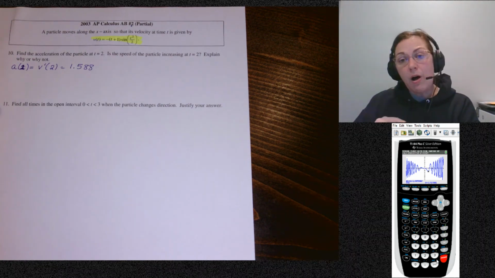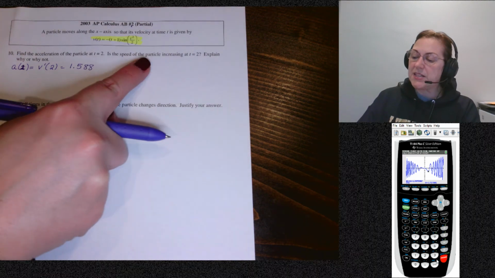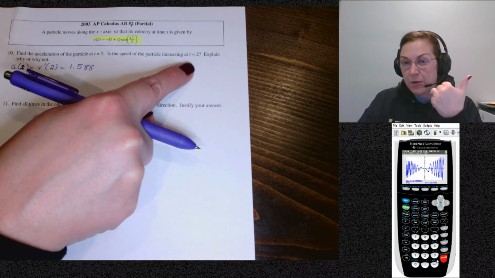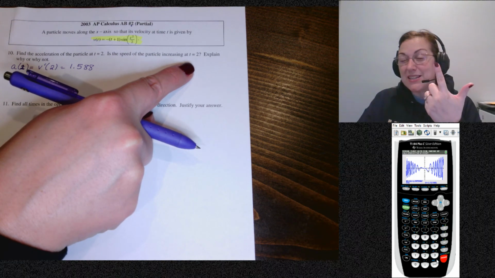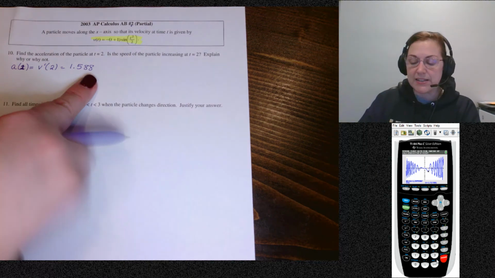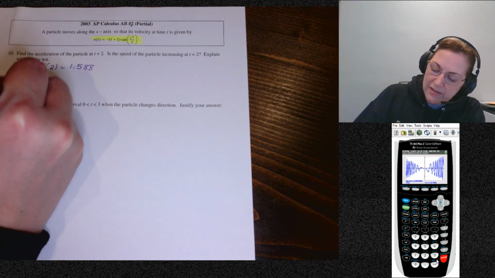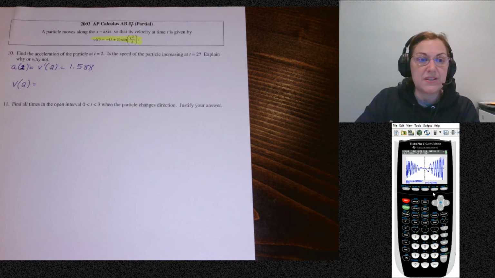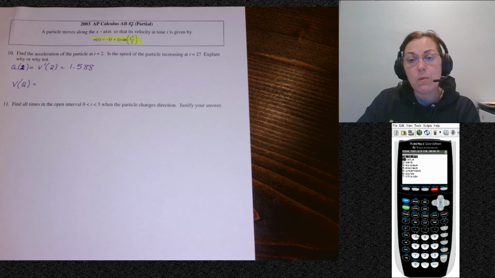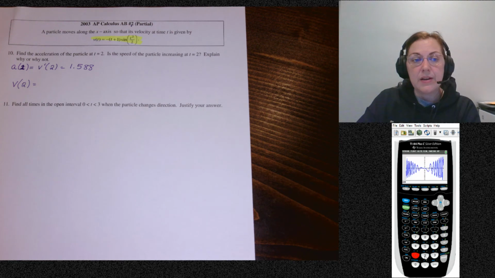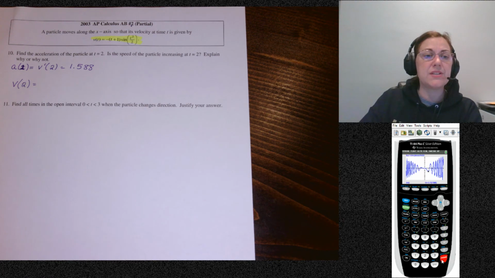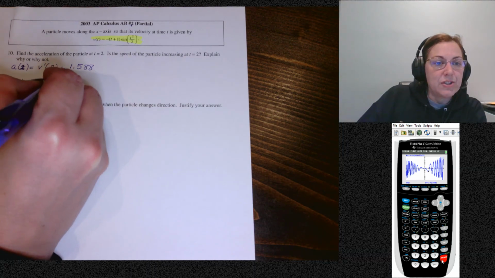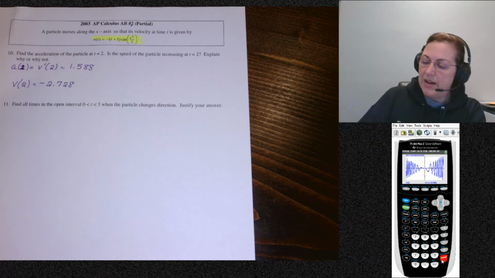Now, we're also then asked, is the speed of the particle increasing at 2? Now remember, speed is increasing when velocity and acceleration have the same sign. So I have the acceleration. Now I need the velocity. I can do all of that on my calculator by using second trace. Now I want option 1. And I plug in the value of 2. This is going to tell me the velocity at 2, and I got a negative.